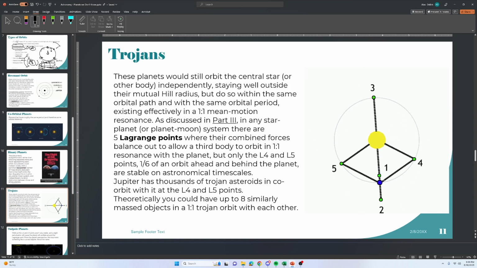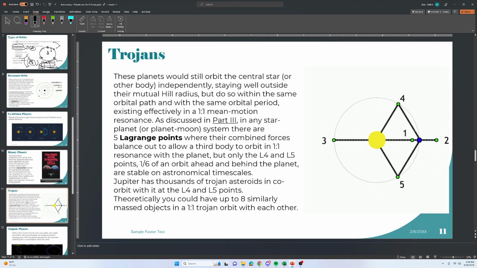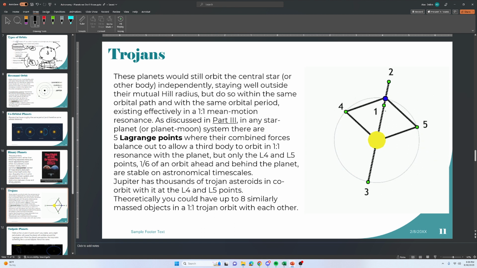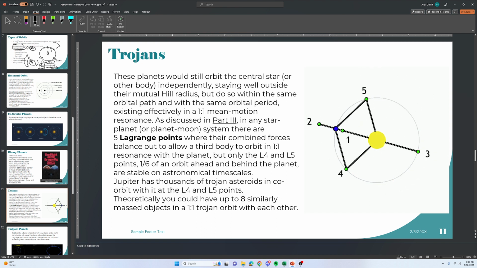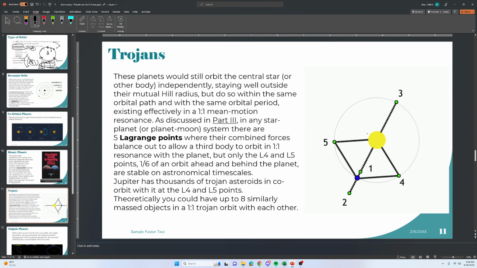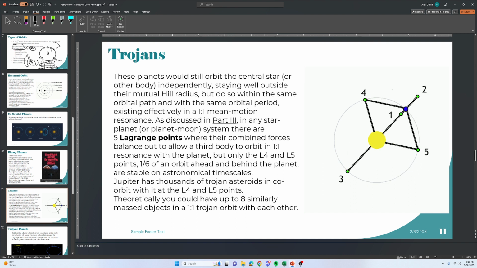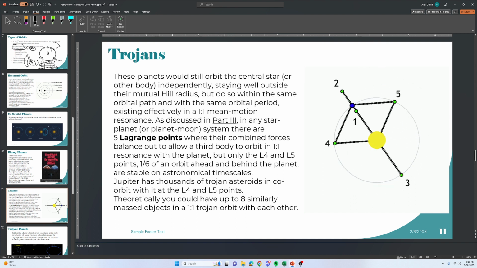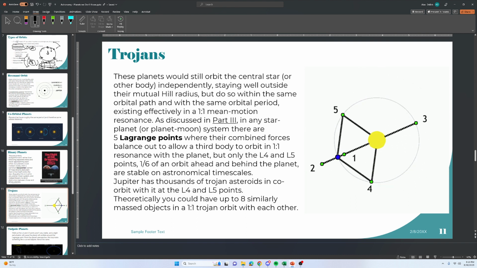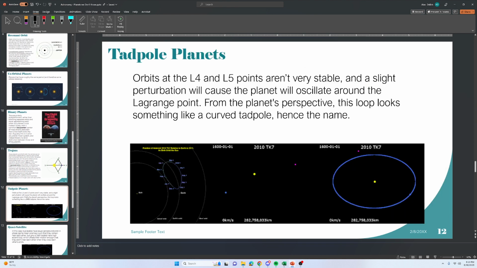But it'd be kind of cool to have worlds at the 3 and the 2, or the 4 and the 2, and they would be linked. So we're going to have a system. We're going to have a mission called High Ground, where there are planets on these points right here. Let's see. This is a tadpole orbit.